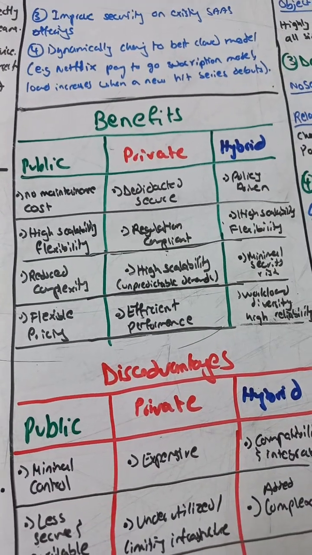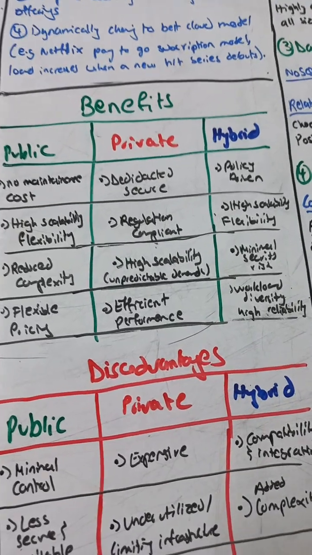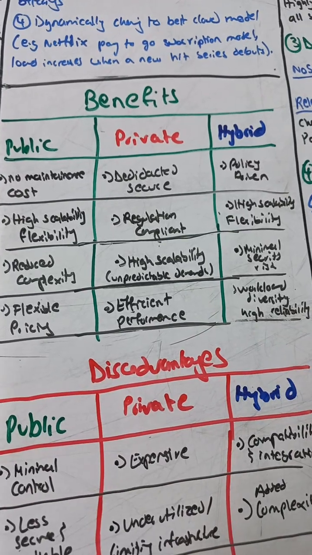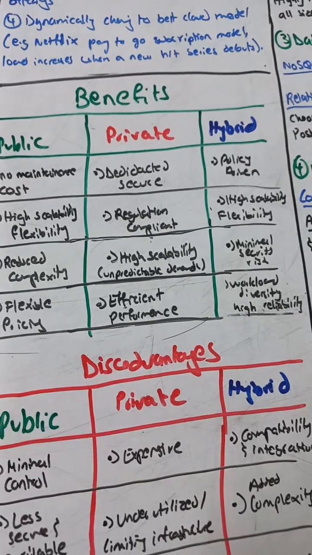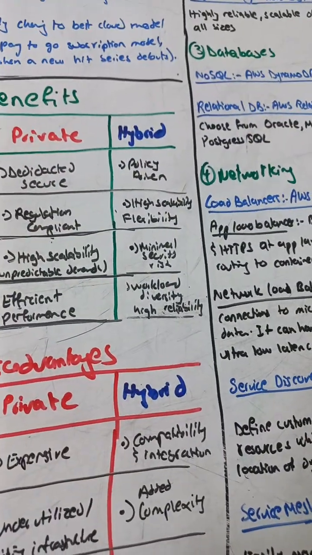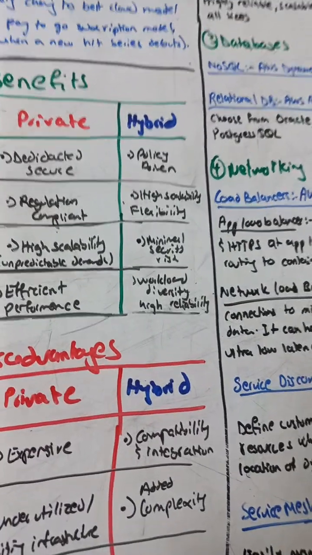For private, it is very secure. It is aligned with your compliances. It is very efficient and it is highly scalable when you have unpredictable demands. For hybrid, it's policy driven. It divides your workload. It is highly scalable and flexible, and it's highly secure.